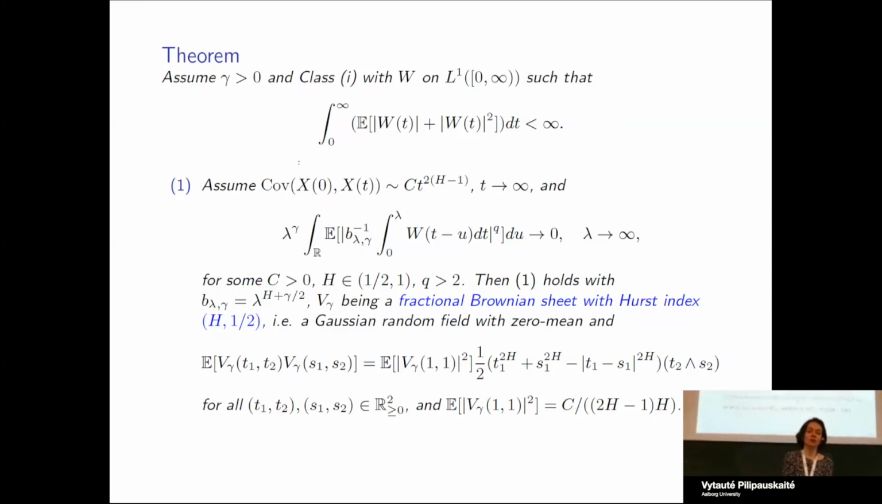Not very surprising, but just to remind you again, the fractional Brownian sheet with this Hurst index is a Gaussian random field with zero mean. When we look at the autocovariance function, in the horizontal direction we have a fractional Brownian motion with Hurst index H, and in the vertical direction we have a Brownian motion. So all is well specified.